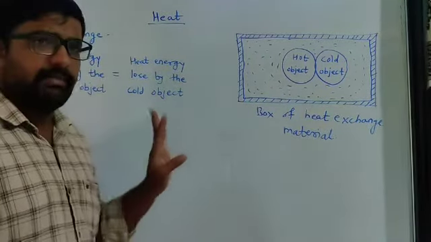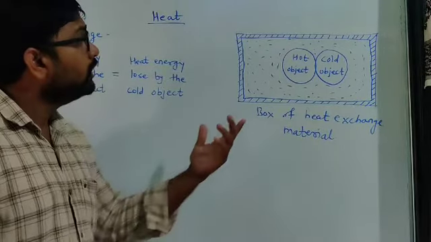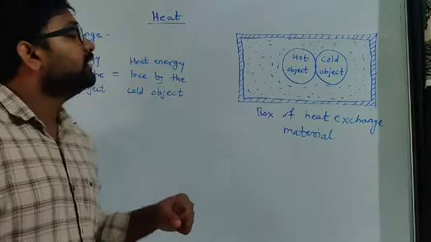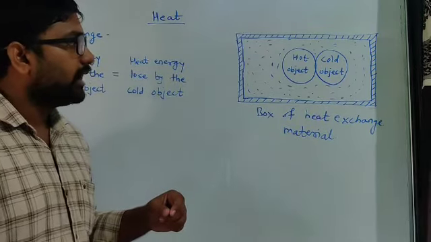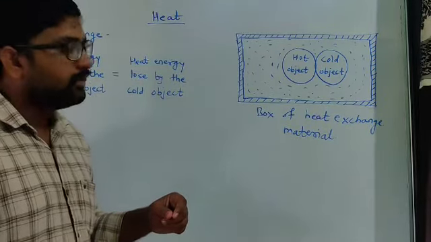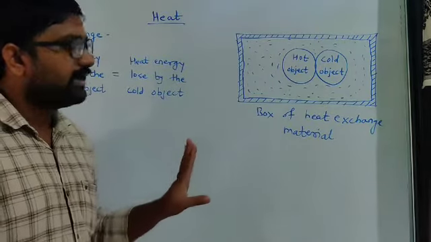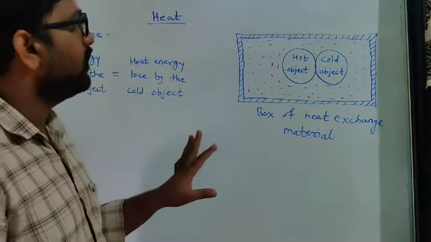Isolated means separate. So in an isolated system, these two bodies, the hot object and the cold object, are in contact with each other. We call it a box of heat exchange material. This diagram you have to remember.